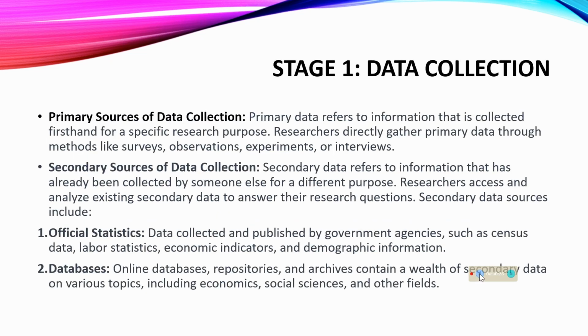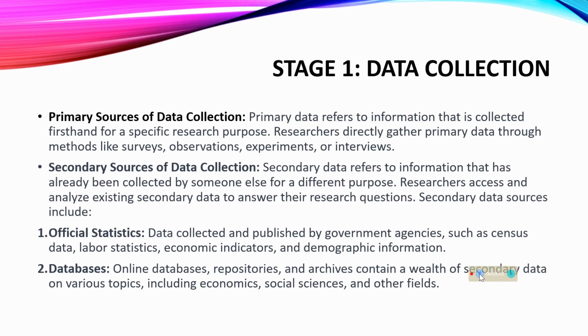Okay, let's discuss the first stage where we have to collect data, and while collecting data you should know the source of your data collection. There are 2 sources of data collection. The first one is the primary source and the second one is secondary source of data collection. Primary data refers to information that is collected first hand for a specific research purpose. Researchers directly go into the fields and they gather data through methods like questionnaires, surveys, observations, experiments, or interviews.